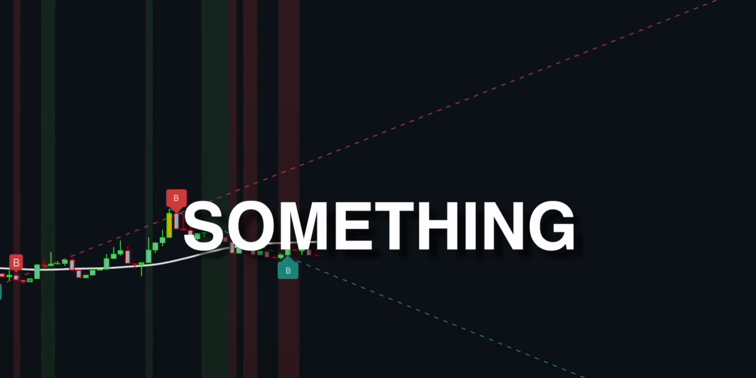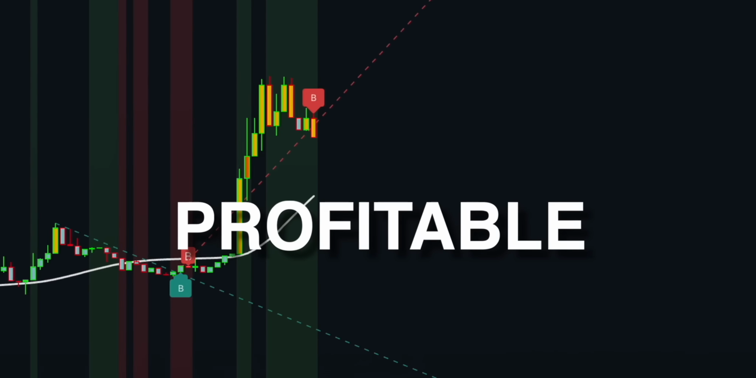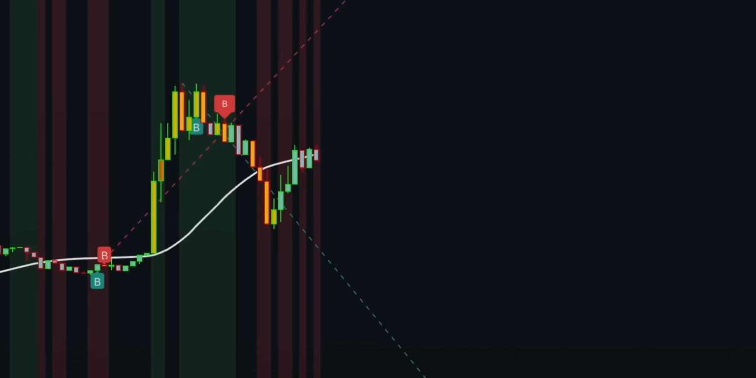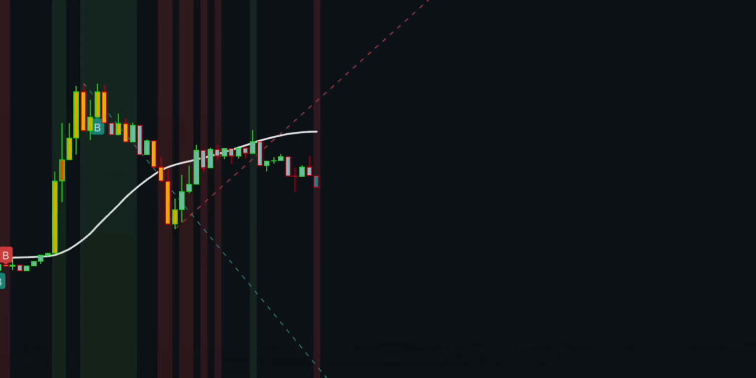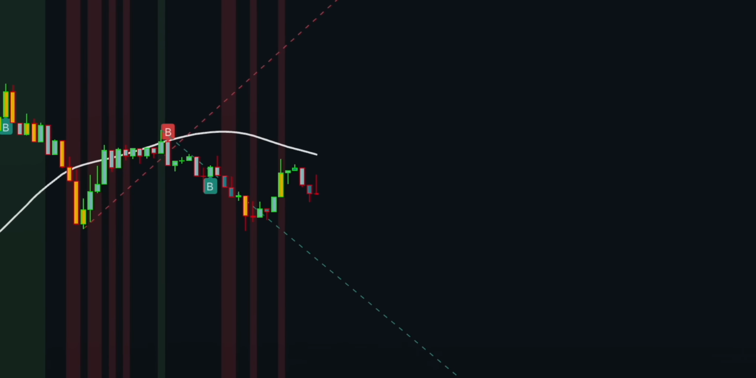Today, we've got something really special for you. We're diving into a highly accurate and profitable trading strategy that's been turning heads in the trading community. This strategy shines brightest on shorter time frames, making it perfect for day traders and anyone looking for quick, smart trades.